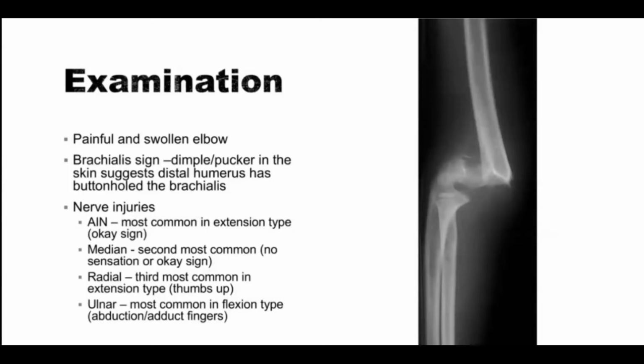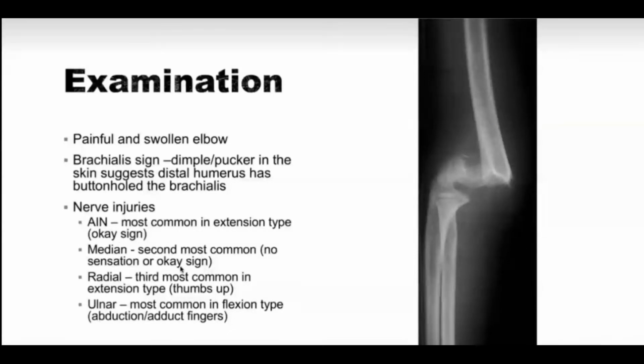What are you testing when you're doing the OK sign? So we'd be looking at our, when you're making the OK sign, FPL. Yep. Okay. And then FDP to that index. Great. Okay. And so that would be the most common injury there, the AIN.